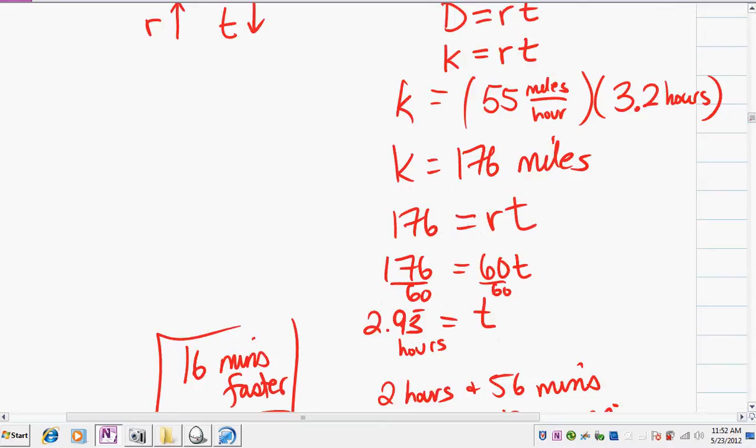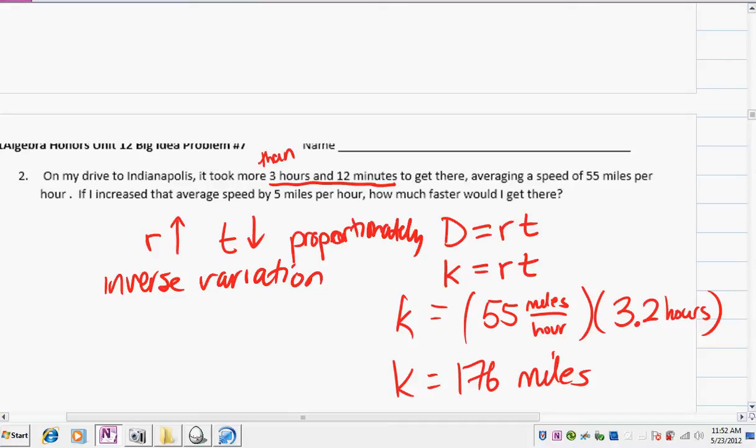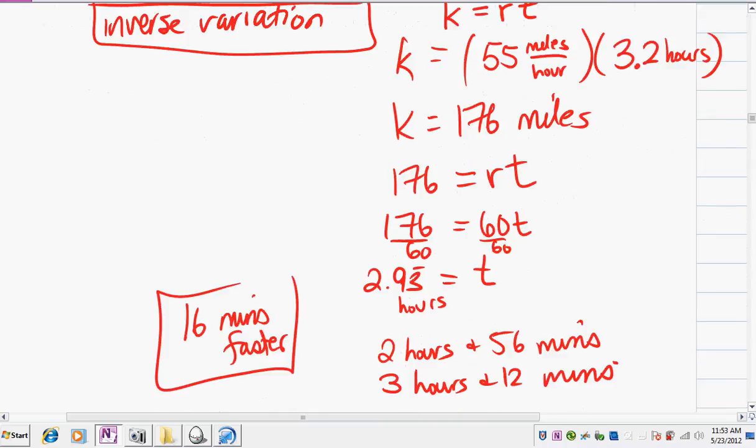Now another point to emphasize here is this is proportional, right? As the rate goes up, the time goes down proportionately. It's not that it just goes down, it goes down proportionately. And when that's the case, we refer to this as inverse variation. What that means is as one factor goes up, the other goes down proportionately. So we'll be talking about inverse and direct. This is an inverse variation problem with a solution of 16 minutes.